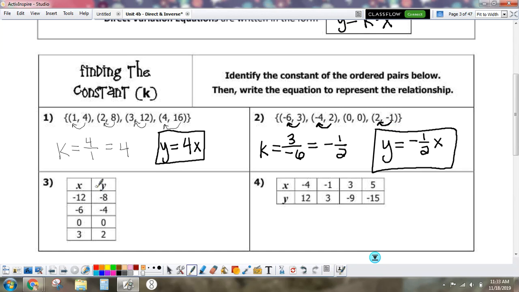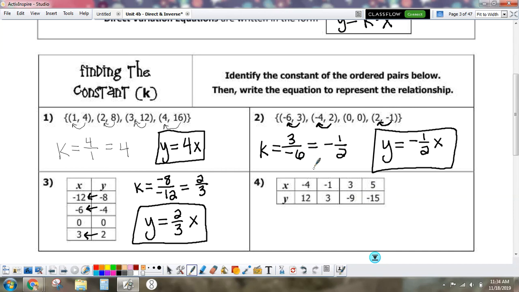Number 3, same idea, it's in a table now. So still y divided by x. Again there's a 0, 0, so I'm going to use the last one for my constant. It doesn't matter what point you pick. They're all going to get you the same thing if they are a direct variation. Negative 8 divided by negative 12 does simplify to 2/3 because a negative divided by a negative is a positive. So I know my constant is 2/3. Negative 4 divided by 6, 2/3. 2 divided by 3, 2/3. So I do know that this works out. So I am going to go ahead and put my equation together. So y equals 2/3 x. That's my equation.